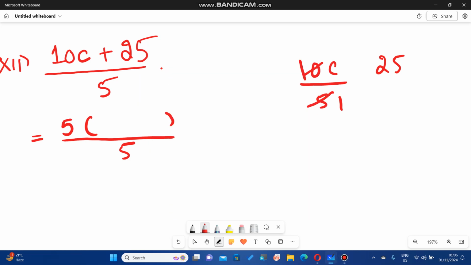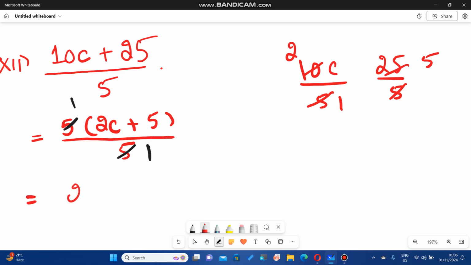We have 5 times 1 equals 5 and 5 times 2 equals 10. We get 2c plus... The next term was 25. We took 5 common. 5 times 5 equals 25. We have 2c plus 5, right? 5 times 1 equals 5. What is our answer? Our answer here is 2c plus 5.